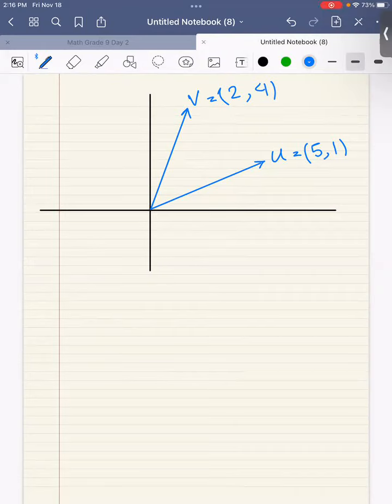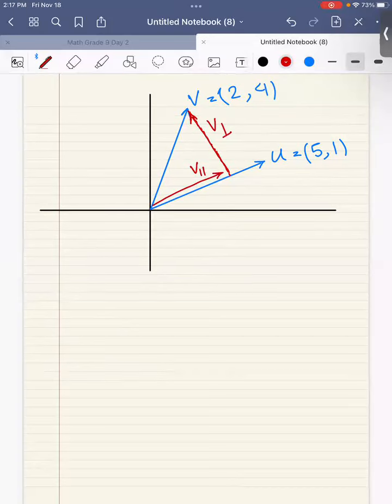So here I want to decompose V into two vectors. One is parallel to U, another is perpendicular to U. So that is our goal, to decompose V in two components, which are vectors. One is parallel to U. I call this V parallel. And one is perpendicular to U. I call this V perpendicular. So let's find these two vectors.